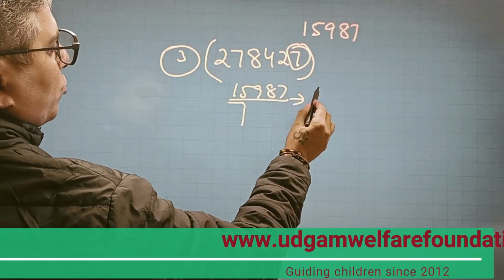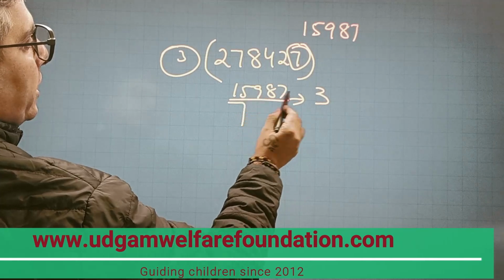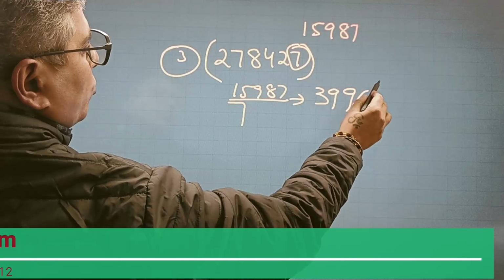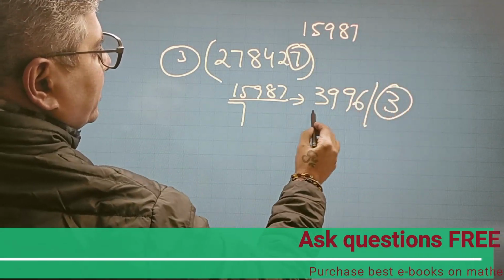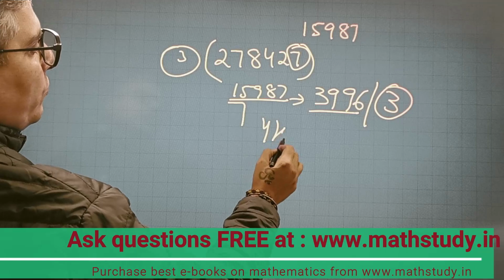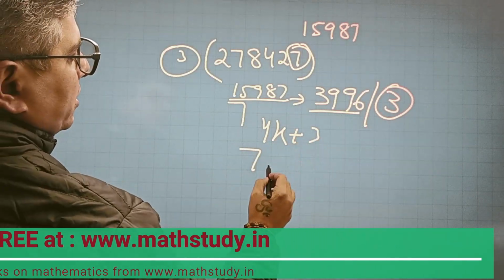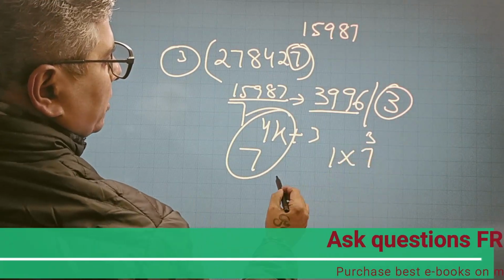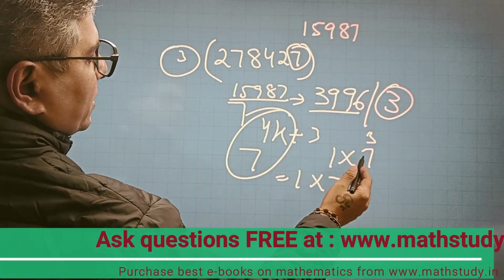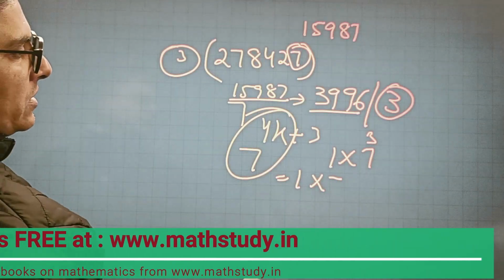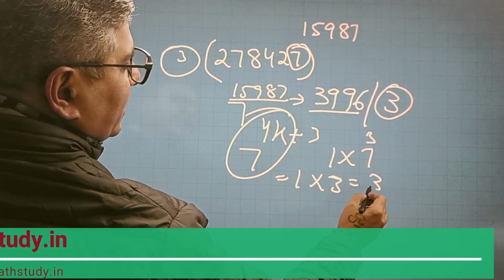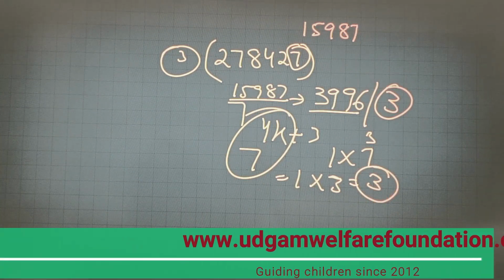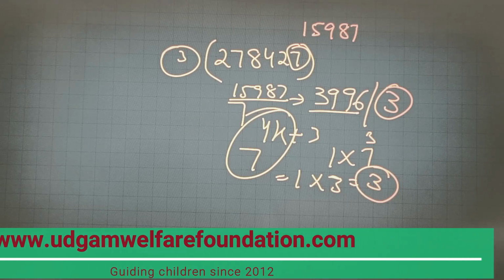What we get: 4 3s are 12, then 39, 4 9s are 36, 38, 4 9s are 36, then 27, 4 6s are 24. Then we get 3 as the remainder. This will give you 1 at the unit place. That means we write it this way, 4k plus 3. Then 4k will give you 1 at the unit place, so 1 into 7 raised to the power 3. 7 7s are 49, 7 9s are 63, so 3. So you get 3 at the unit place, and in less than 10 seconds we have completed this question and got our answer, 3 at the unit place.